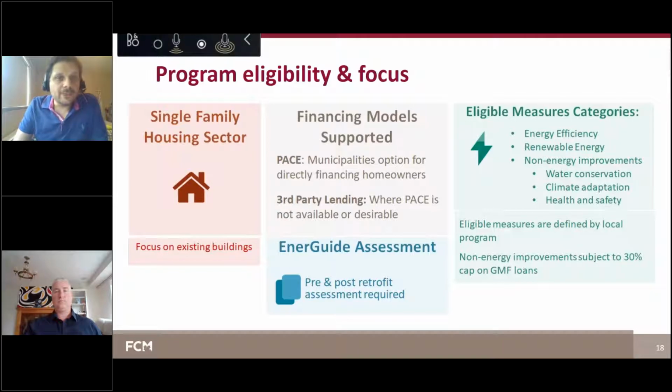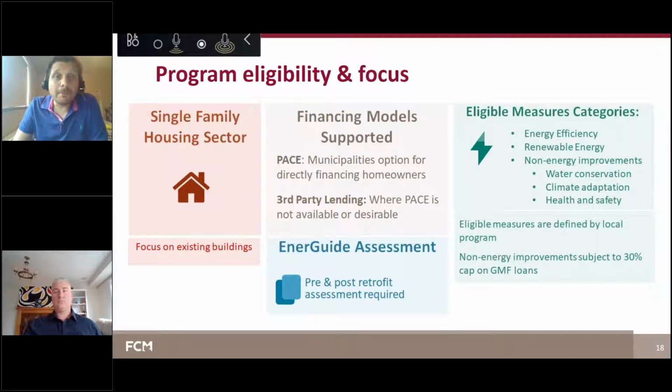So as far as CEF's eligibility and focus is concerned, the program really targets energy upgrades in low-rise existing residential buildings. So what we're talking about here are detached, semi-detached homes, duplexes, row housing, which are all within scope for this program. There's two primary financing models that GMF supports. One is PACE, which I've described earlier, as well as third-party lending, where in jurisdictions where PACE is not available or a municipality wants to play more of a limited role in terms of program delivery.